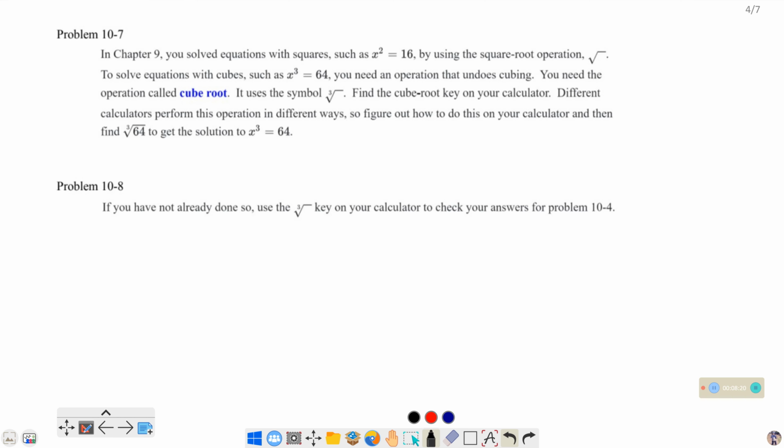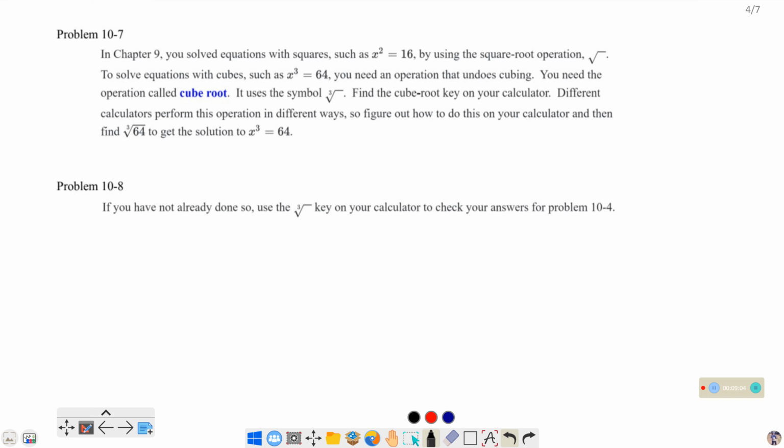Let's hop into problem 10-7. In chapter 9, you solved equations with squares, such as x squared equals 16 by using the square root operation. To solve equations with cubes, such as x cubed equals 64, you need an operation that undoes cubing. You need the operation called cube root. It uses the symbol cube root. Find the cube root key on your calculator, which I showed you in a previous problem. Different calculators perform this operation in different ways, so figure out how to do this on your calculator, then find the cube root of 64 to get the solution to x to the third power equals 64.